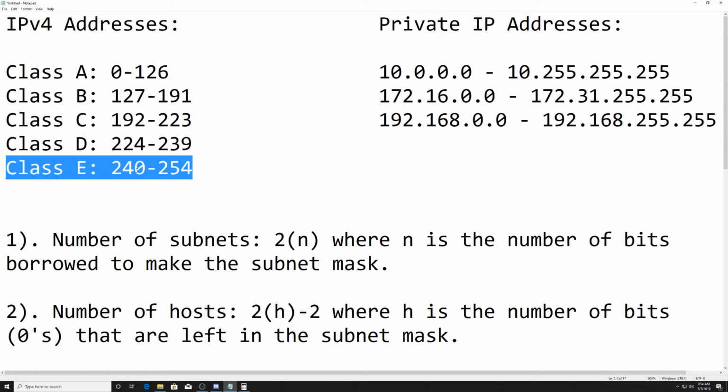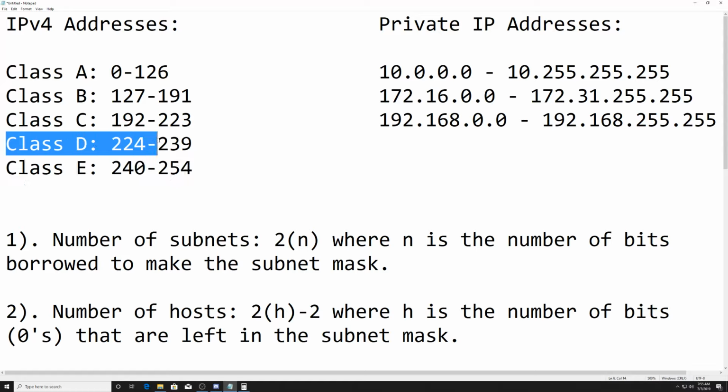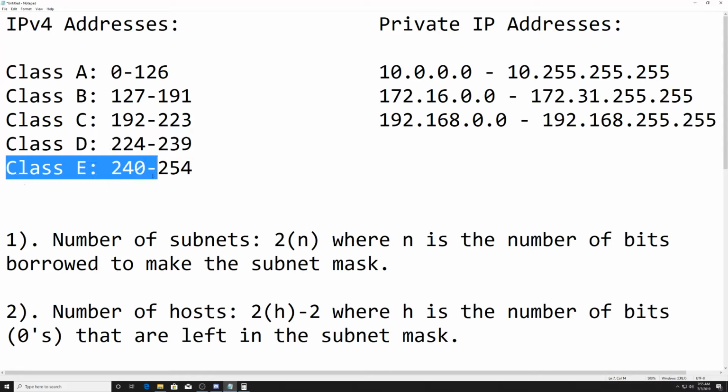So these are not used to my knowledge, or if they are, I don't know what they're using them for. But class D are your multicast addresses. However, in my CCENT book, I was told that class E may be used. I'm not sure how real that is. It was in the book. It might have been an idea at the time when the book was printed.